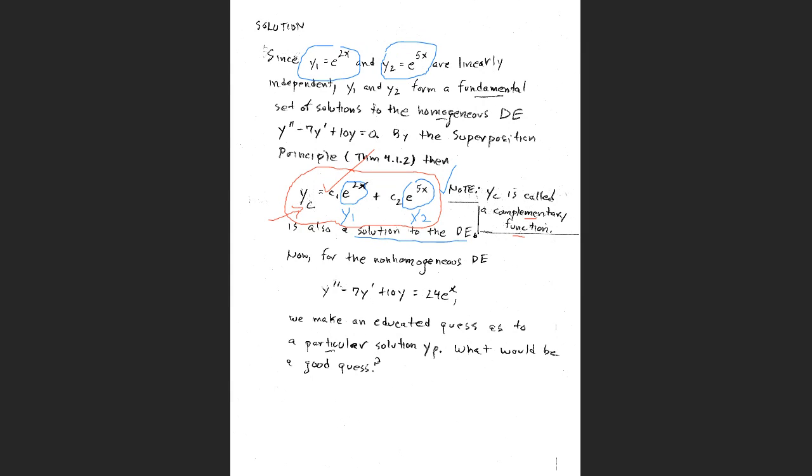But now what we want to do is go after the solution for the non-homogeneous differential equation. Non-homogeneous because we have 24e to the x power on the right-hand side. And in order to go after the solution for this non-homogeneous differential equation, we need to make an educated guess as to a particular solution to the non-homogeneous differential equation. So the question is, what would a good guess be? What would a good guess be if we had to make a guess?